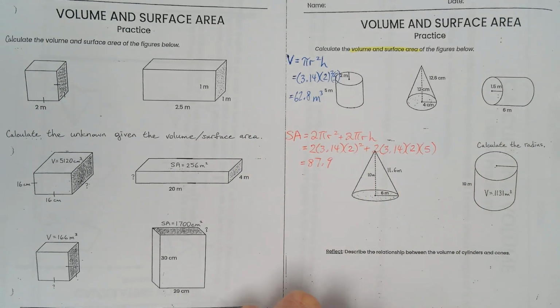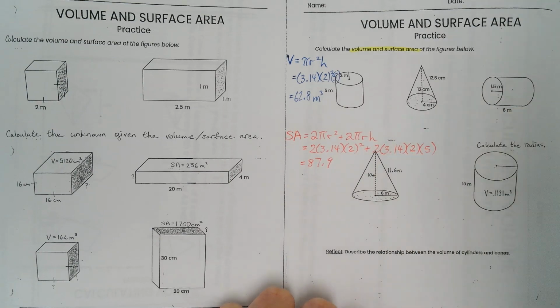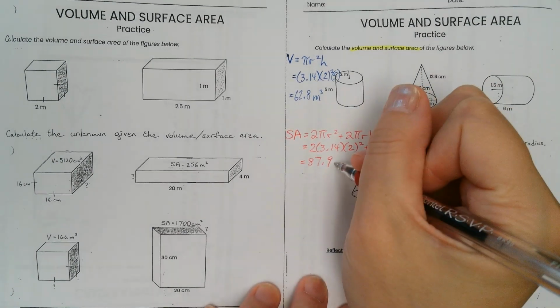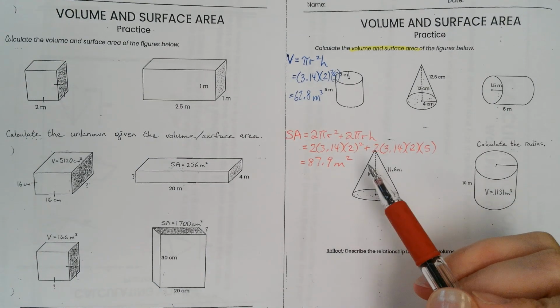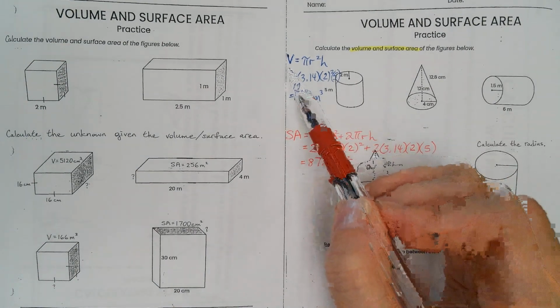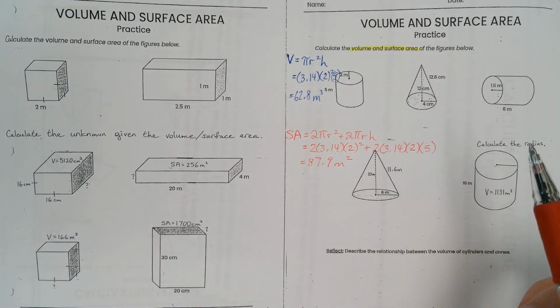87.92. And what is your unit? Meter square. You are right. They were wrong. Yeah. So meter square. Okay. So I heard some people say cube. Okay. Remember, volume is cube, area is square.